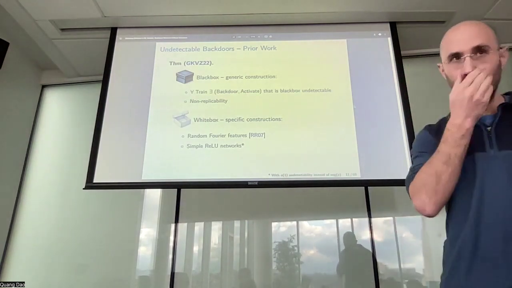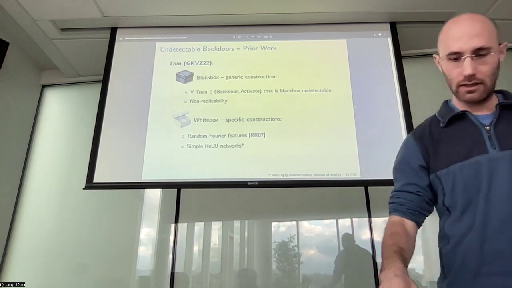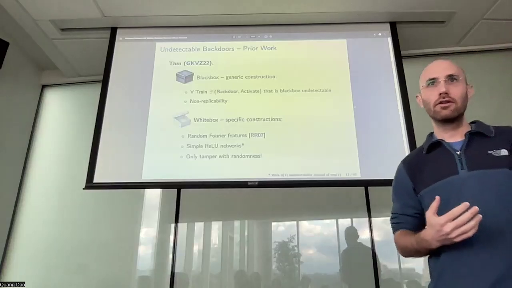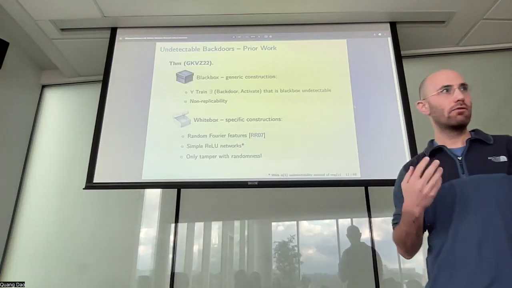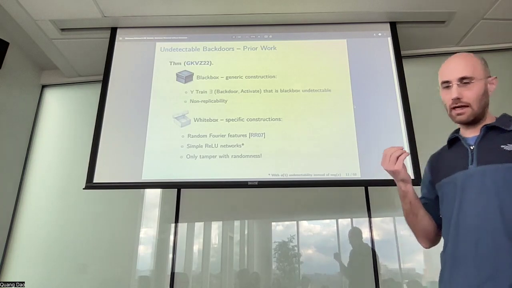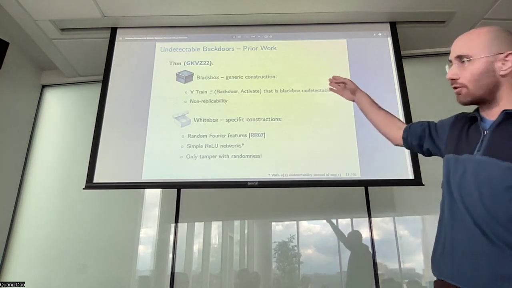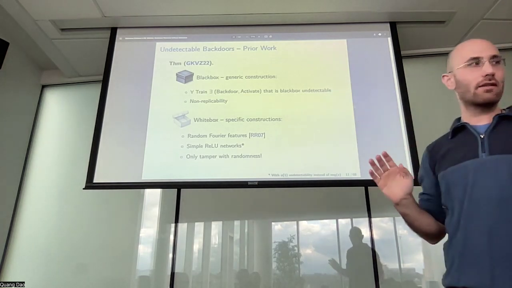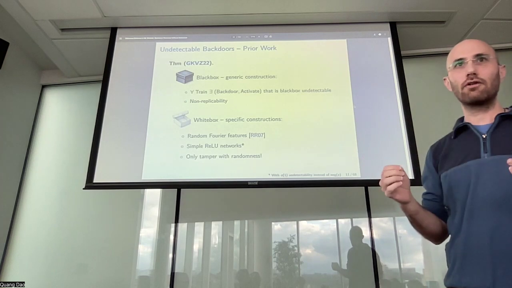So anyway, they show these constructions for specific algorithms, and not only that, the constructions have this very cool property that the backdoor algorithm, the one that generates f tilde, is exactly the same as running the honest training algorithm.